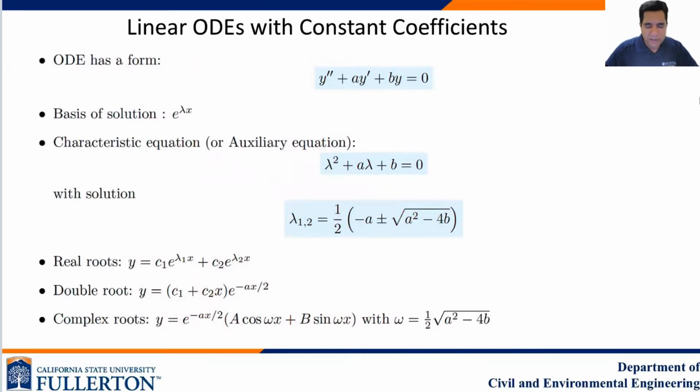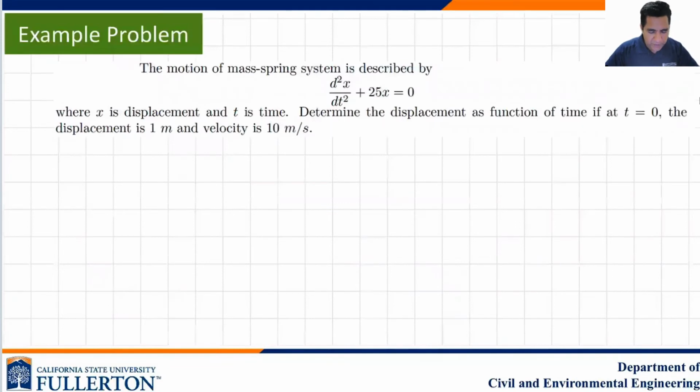Now let's apply this to an example. We have a motion of a mass spring described using this differential equation, and we want to solve it, meaning we want to find the displacement as a function of time. To solve the differential equation, we need initial values, and we have a displacement at t equals 0 of 1 meter, and a velocity of 10 meters per second, which is the derivative, dx by dt. So we have two required conditions: the initial value of the function, and of the derivative. So we should be able to solve this differential equation and have x as a function of time.